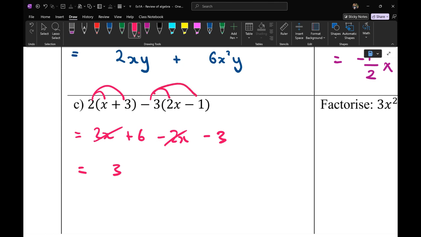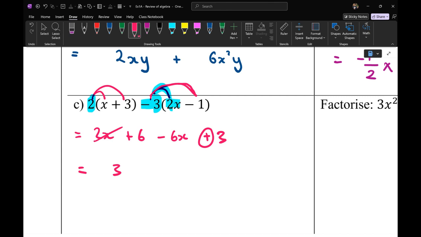Beautiful. Common mistake that a lot of students do is they take the number out the front. The first one never goes wrong because students take the 2 times x, 2 times 3. But it's the next line. It's not 3, it's negative 3. Negative 3 times 2x is, sorry, I did multiple things wrong. Negative 6x, and then negative 3 times negative 1 is positive 3. This one is where the mistake comes.